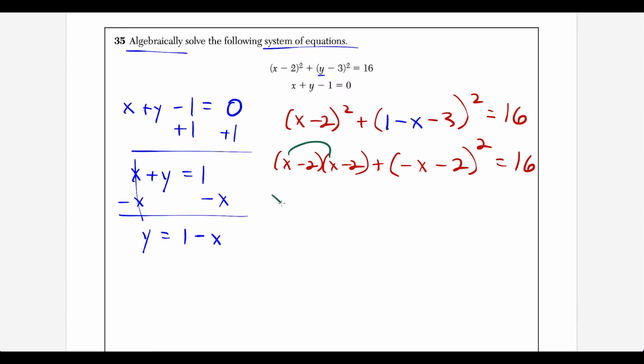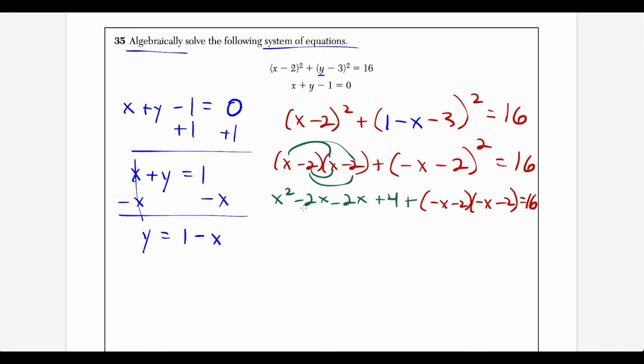We have x times x, because we're multiplying x minus 2 by x minus 2, is x squared. And then we have minus 2x. Distribute here, we have minus 2x. And then we distribute negative 2 times negative 2 is positive 4. And now for this part, I'll rewrite this in red. This is going to be negative x minus 2 times negative x minus 2. And this is all equal to 16.